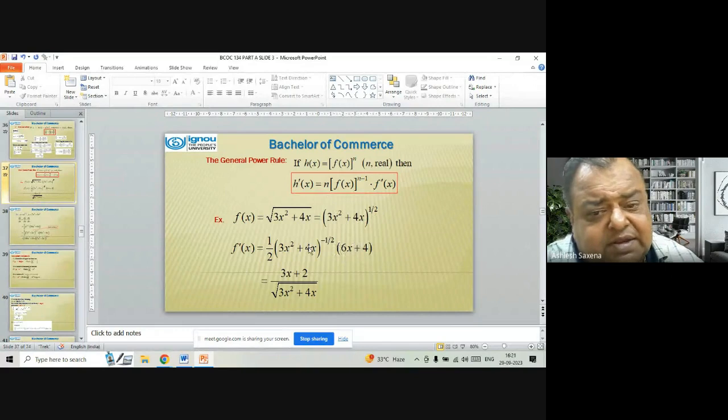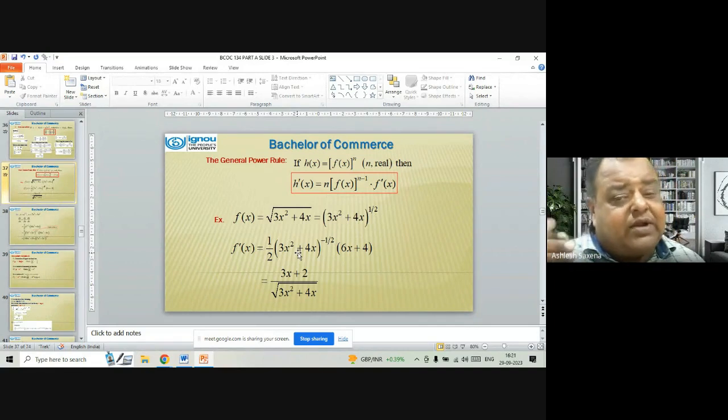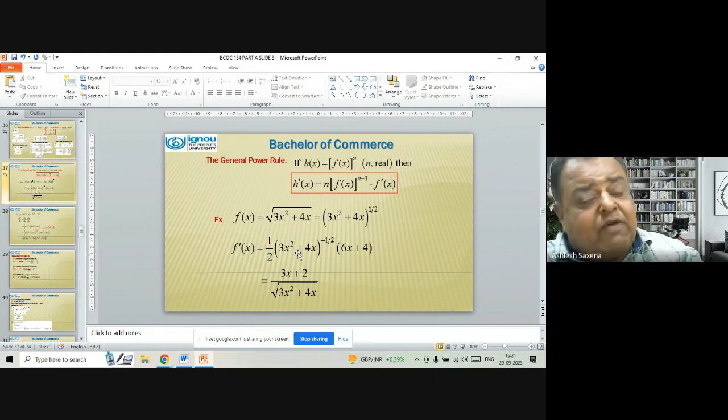Then I will retransform this, because the root is a power of 1/2 and here we have minus 1/2, so I bring the power to the bottom as a root. In the numerator we have 6x + 4, so I can take 2 common from it. I will be left with (3x + 2) divided by under root of (3x² + 4x).